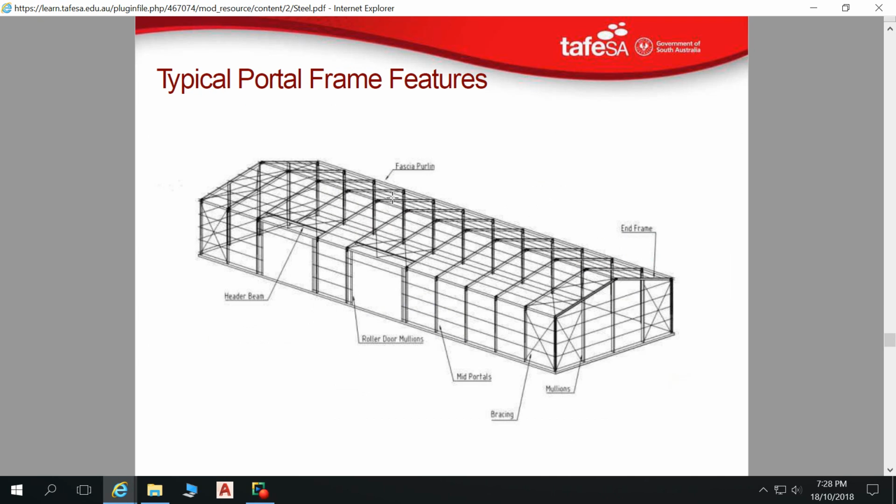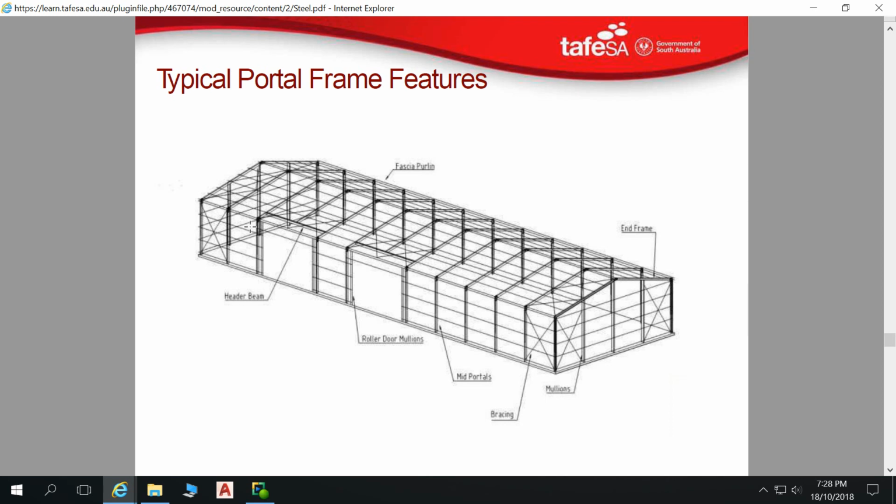Some more frame features. We've got our purlins happening on here, but then right on the edge there, we'll have a fascia purlin. That fascia purlin will house our gutter or suspend our gutter. So it's going to be a different purlin than the rest of these. These all might be Zs, and then our fascia purlin will be a C purlin for fixing the gutter too, for example.